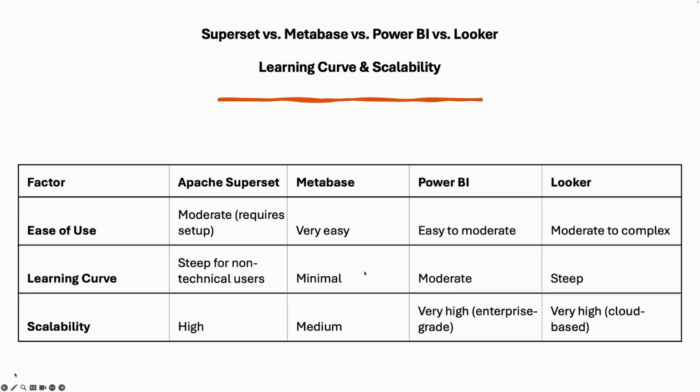Learning curve, I would say Metabase minimal. Power BI is okay. It's not that difficult. Looker is very steep. Apache, if you are a geek, then Apache is your, and this is an amazing tool. And in the coming days, we'll explore Apache Superset in more detail. All of them are very scalable. Metabase is limited, but the other three are very scalable.